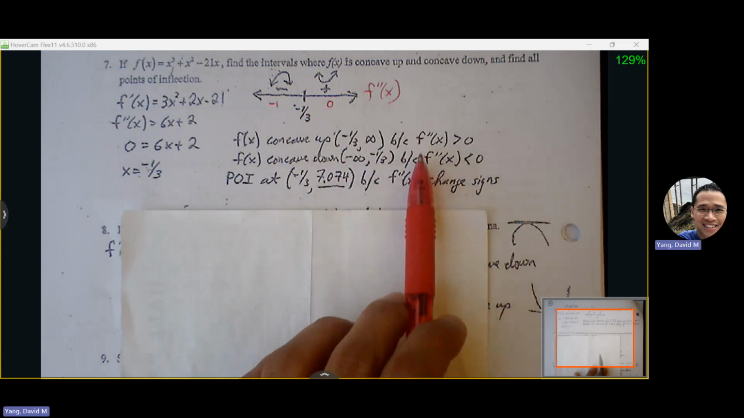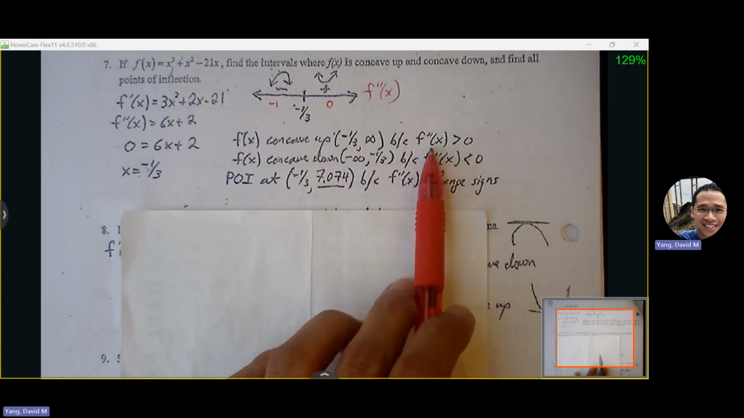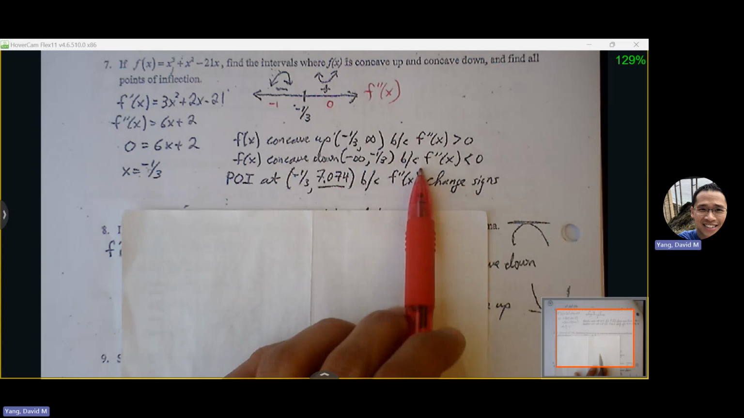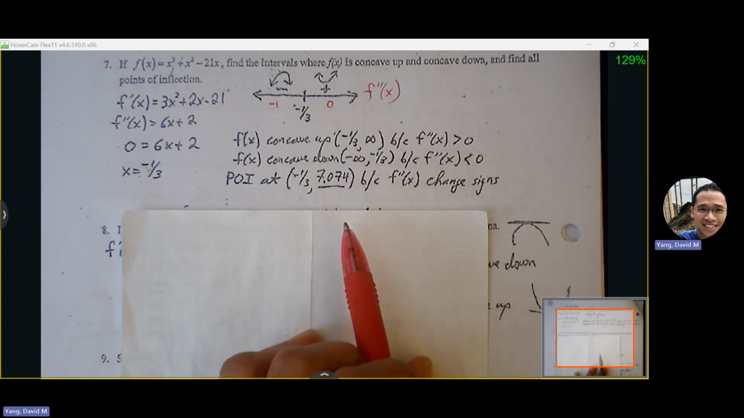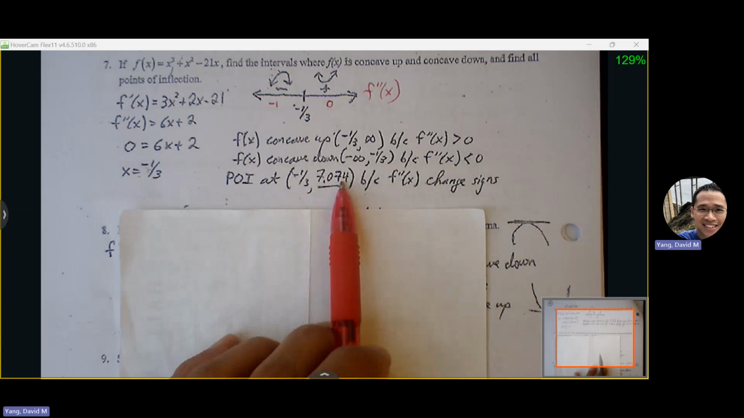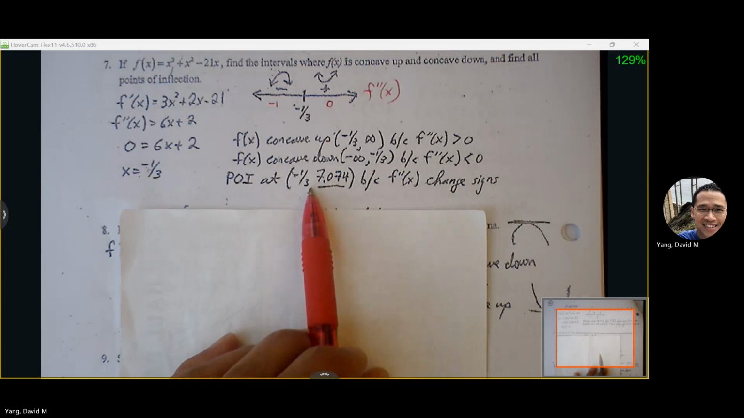And then concave up and concave down, the reasoning is because f double prime is greater than 0 for concave up, and f double prime is less than 0 for concave down. And how did I get to this 7.074? Yeah, into the original, right?